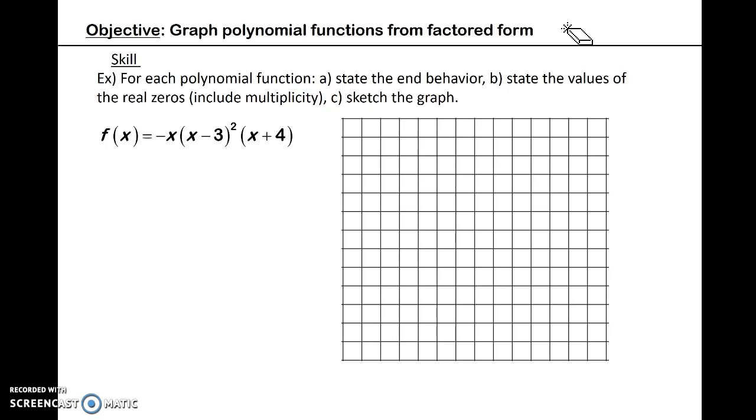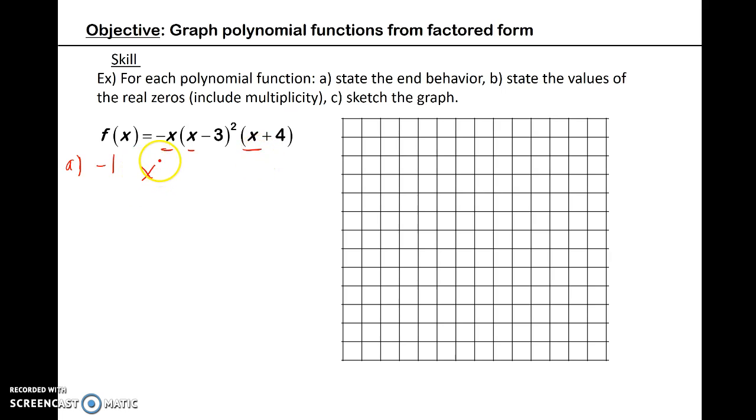For the first step, we are going to state our end behavior. So I'll put a. We first have to identify our leading coefficient. If we have a negative coefficient, then we're going to have x-axis reflection. And here we do. We have a -1 leading coefficient. And then we need to determine the degree power of our function. So I have 1x, I have an x that is squared, so that counts as 2, so 1, 2, 3, and I have 4 here.